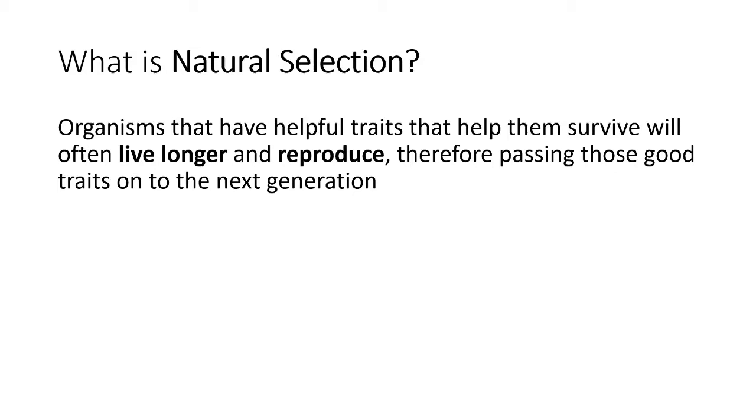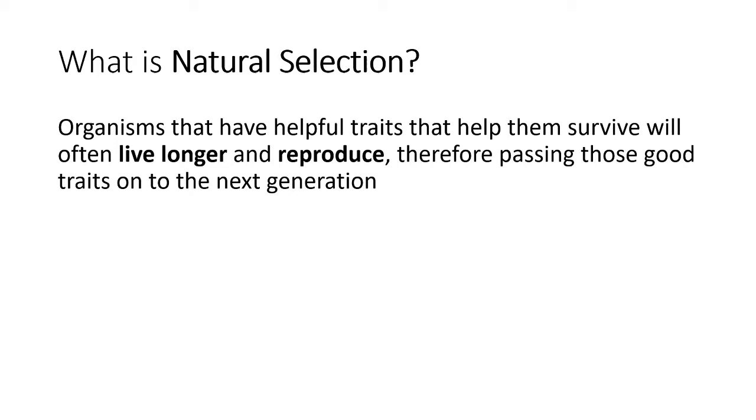So the first word that they use a lot is natural selection. You've probably heard it and learned about it before, but because we're going to focus on it for the next couple of days, I want to be sure that we have a good understanding. You've probably heard survival of the fittest before. But the idea is that organisms that have helpful traits, sometimes called adaptations, tend to live longer and reproduce more than organisms that don't have those helpful traits. So if you have good adaptations, it means you live longer.